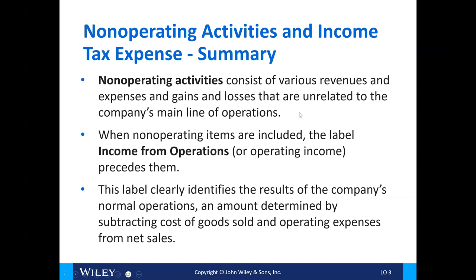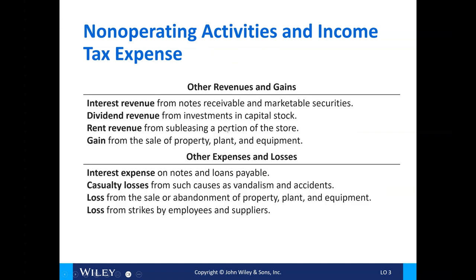Non-operating activities consist of various revenues and expenses and gains and losses that are unrelated to our main line of operations. Again, Walmart selling real estate would be part of this. When non-operating items are included, the label income from operations or operating income precedes them, because we want to know how much they make on their core business, because that's why we buy it.